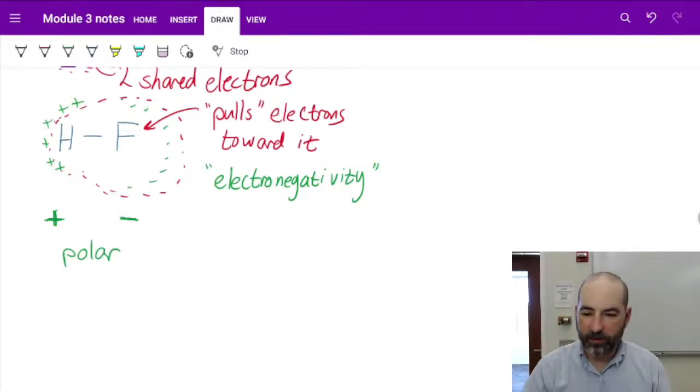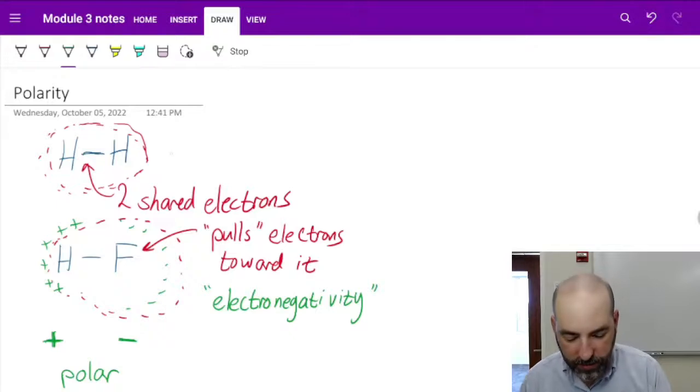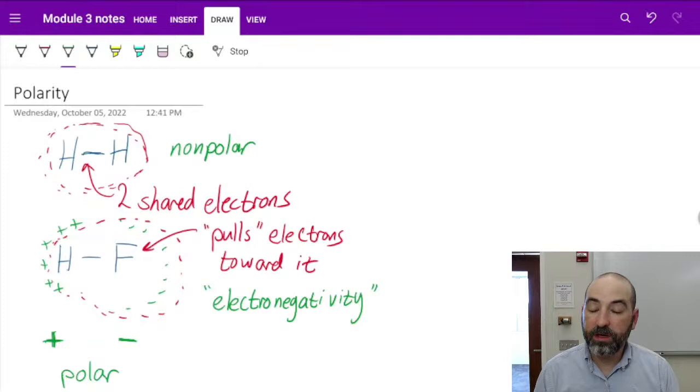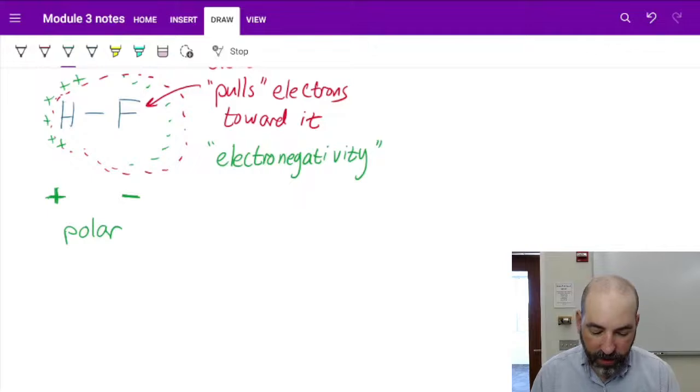All right, so we have a polar molecule, we have a polar bond, and we have that because the electrons are pulled in such a way that they end up being more on one side than the other. Conversely, our example up here, the two hydrogens, we would call this nonpolar, because there is no pull one way or the other, so it's totally even.